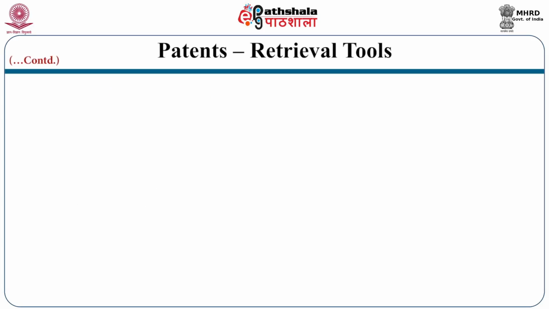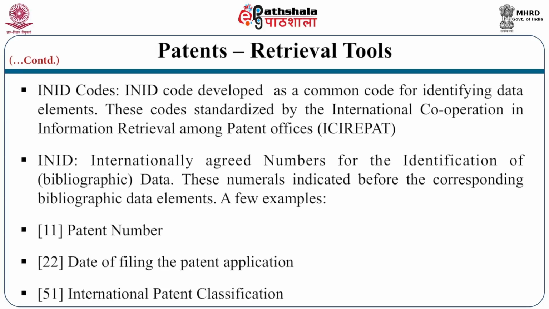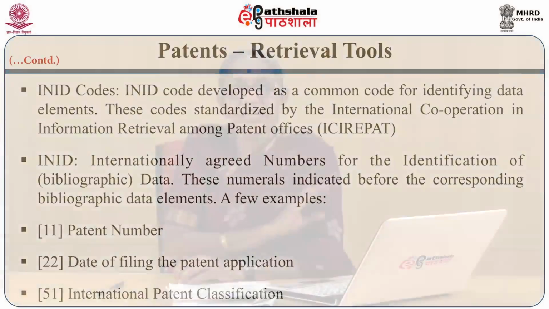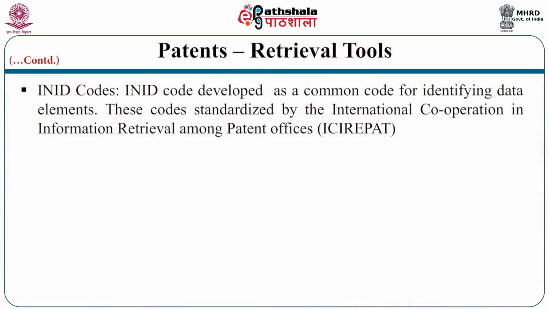The most important retrieval tool is the INID code. What is an INID code? Since patents can be filed in any country, they will be in different languages, and there will be differences in terminology to describe the various data elements. To overcome this, INID codes have been developed as a common code for identifying the bibliographic and other data elements. These codes were standardized by the International Cooperation in Information Retrieval among Patent Offices, ICIREPAT, which ceased to exist in 1971, but its functions have been transferred to the WIPO.